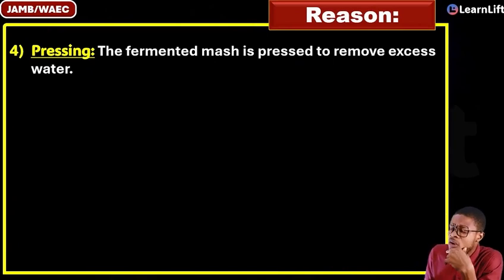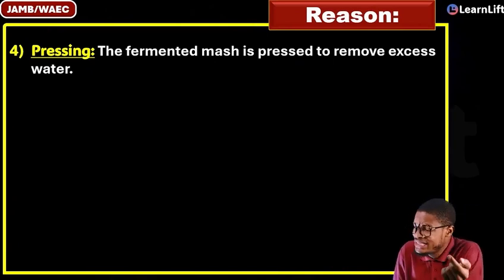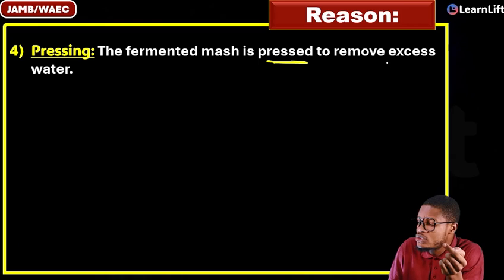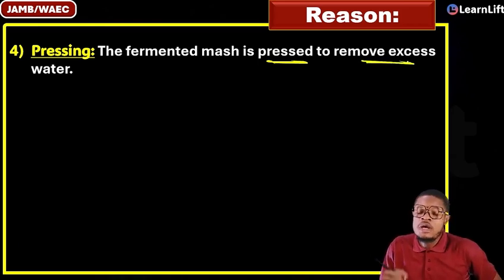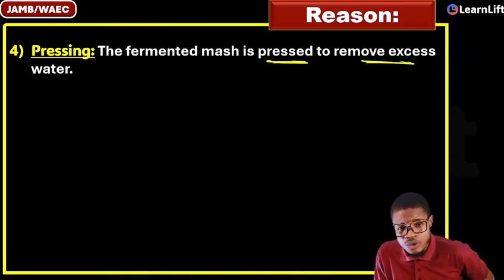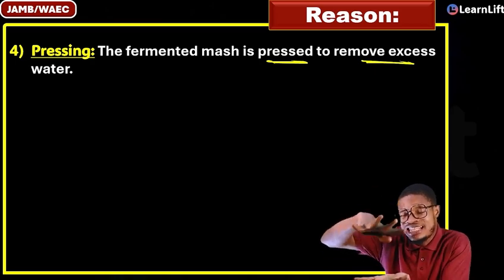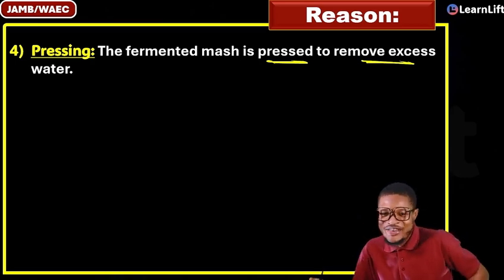Cyanide. Number 4 very quickly is called pressing. That fermented mash, right, is pressed. Why are you pressing it? To remove excess water from it. So the reason for pressing is to remove the water. That's why they will place heavy things on top of it to remove the water from it.